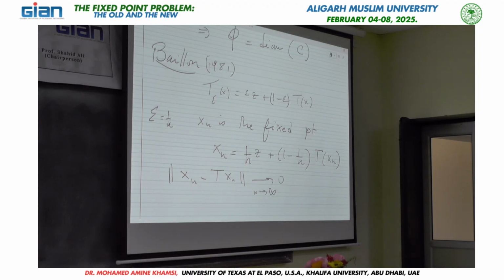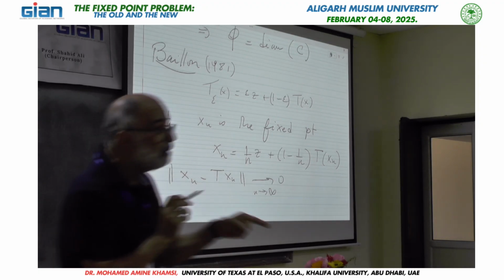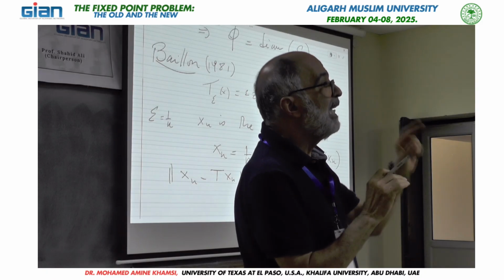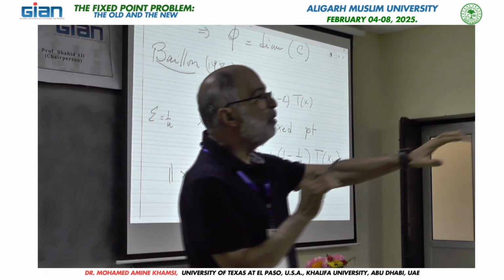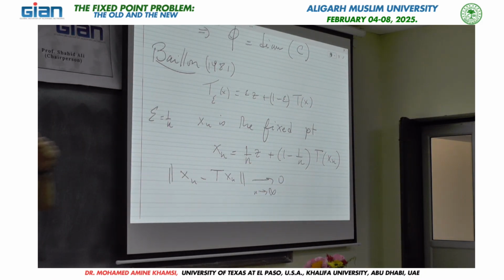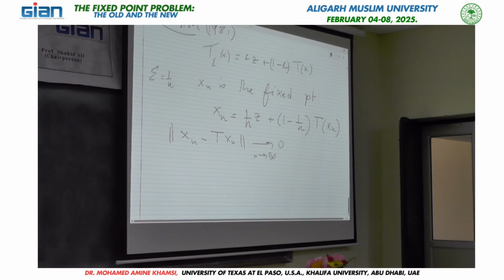What I did not show you, what Baillon saw, is that in fact, and I leave it to you to do this as an exercise, xn plus 1 minus xn goes to 0. So he did not just prove that xn is an approximate fixed point sequence. He showed that this sequence satisfies that second condition.